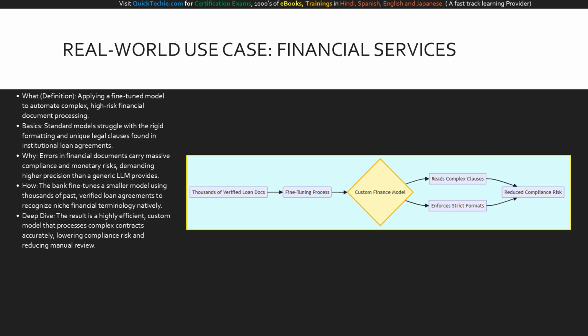It starts on the left with the raw material, thousands of verified loan docs. These are pushed through the fine-tuning process, resulting in the creation of a specialized custom finance model, acting as the brain of the operation. This new model has two critical capabilities shown branching to the right. It natively reads complex clauses and enforces strict formats without needing constant prompt engineering. Both of these high-precision capabilities funnel directly into the ultimate business outcome on the far right: reduced compliance risk. This visual demonstrates exactly how investing in fine-tuning translates raw data into a secure, risk-mitigated business asset.